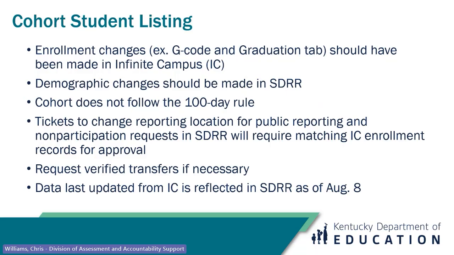You also want to know that tickets to change reporting location for public reporting and non-participation requests in SDRR will require that IC enrollment records are matching for approval. You also want, for any verified transfers if necessary, for those non-participations, to make sure that you have those filled out for those particular students. And we'll look at what those codes are, and also what those graduation codes and G codes are for your students.